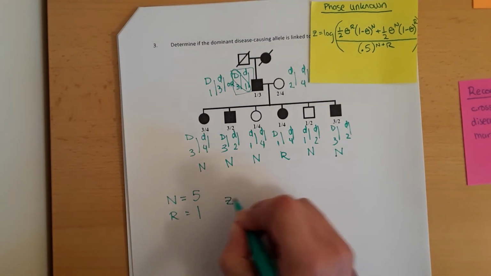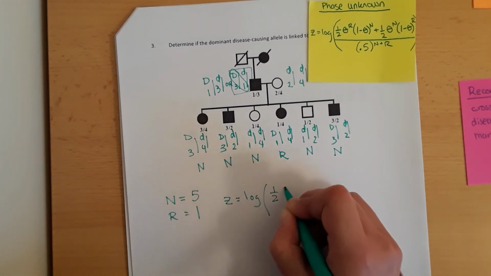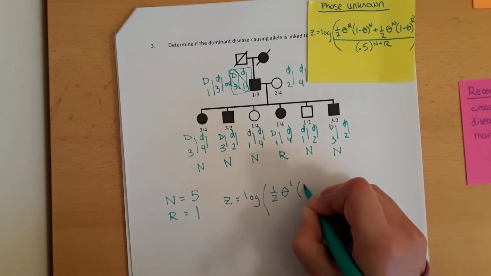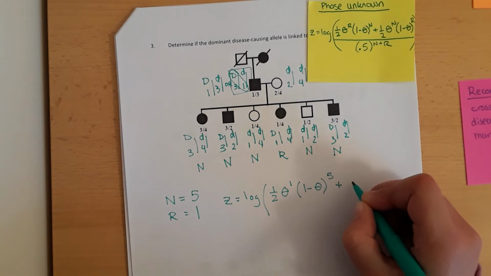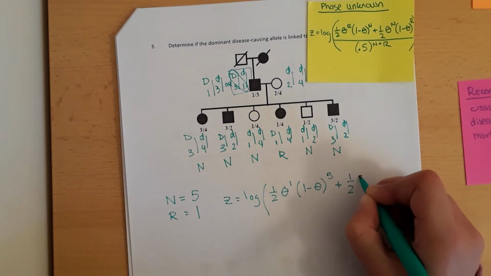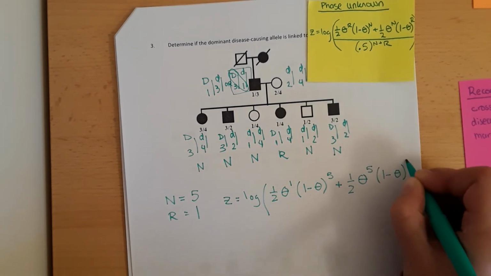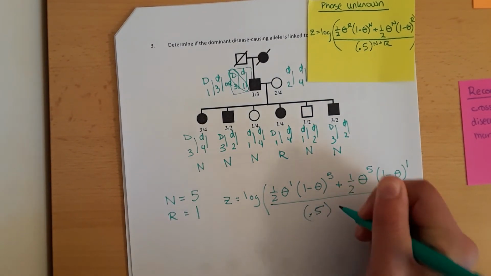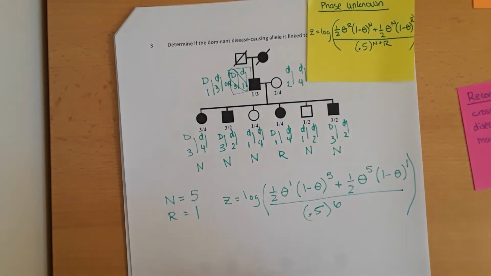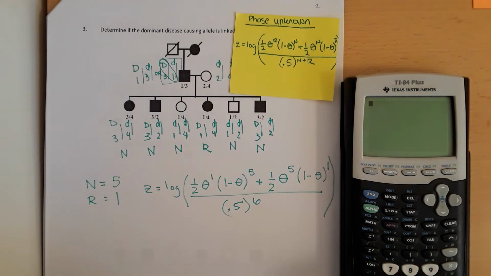And we can plug into this equation. One half theta to the first, 1 minus theta to the fifth, plus 1/2 theta to the fifth, 1 minus theta to the first, over 0.5, which is the total of 6. So now we can put everything into our calculator and plug it all in.